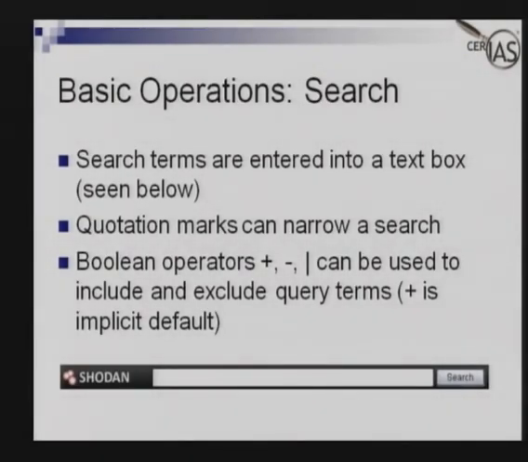Search terms are entered into a text box, just like you see there. You can use quotation marks to narrow a search. You can use Boolean operations to include or exclude certain terms. We'll see that excluding certain information is very useful for filtering data.